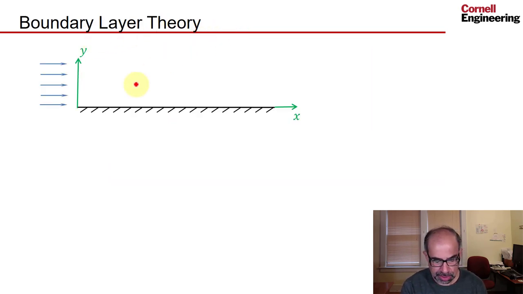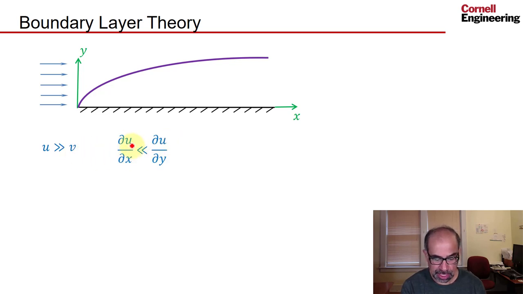And boundary layer theory essentially divides the flow into two regions. So this is the edge of the boundary layer. And within the boundary layer, the flow is affected by viscosity. And outside the boundary layer, it's not affected by viscosity. And within the boundary layer, you make the assumption that the flow is mostly along the plate. So U is much larger than V.